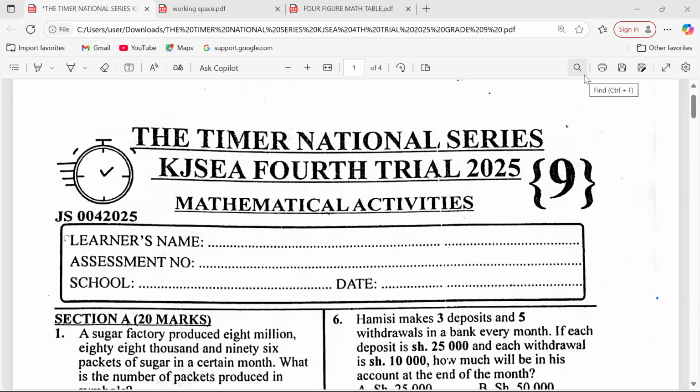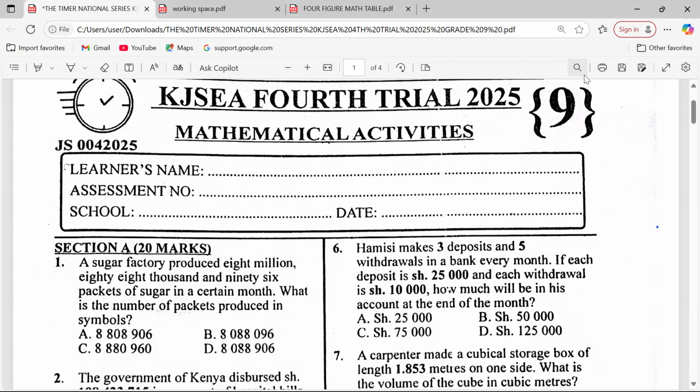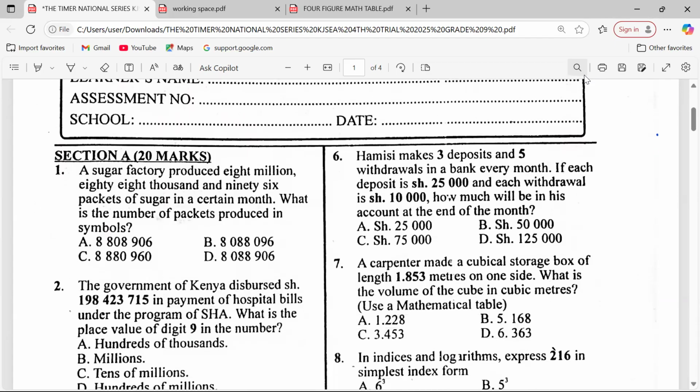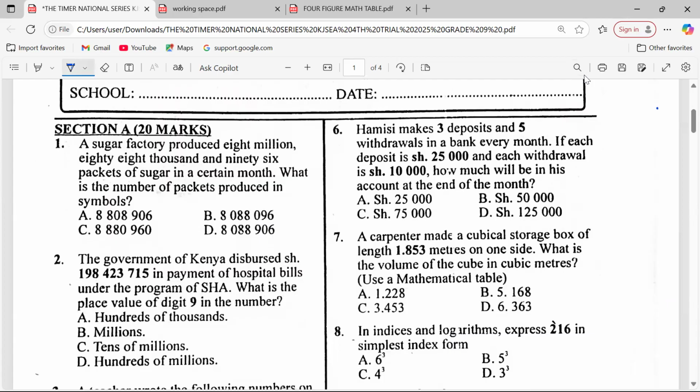We're going to handle a grade 9 examination. This is the Timer National Series, grade 9 mathematics. So let us look at these mathematical items one by one, from number 1 all the way to the last question. Look at Question 1.